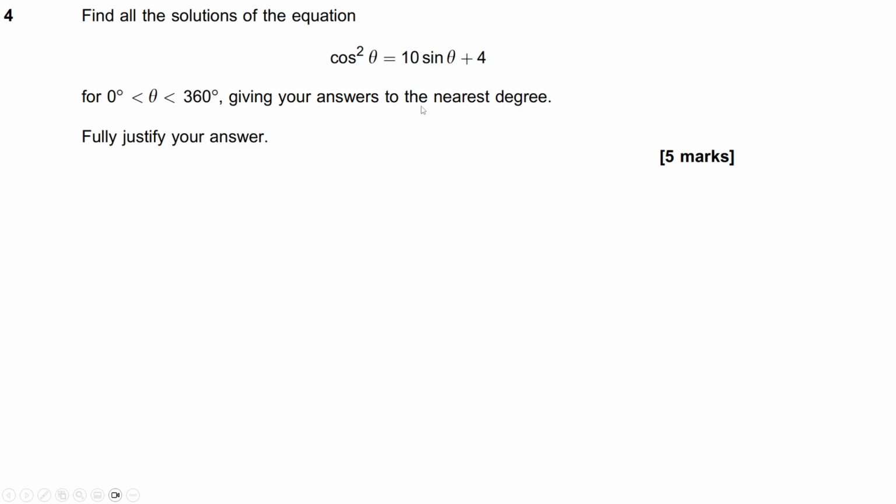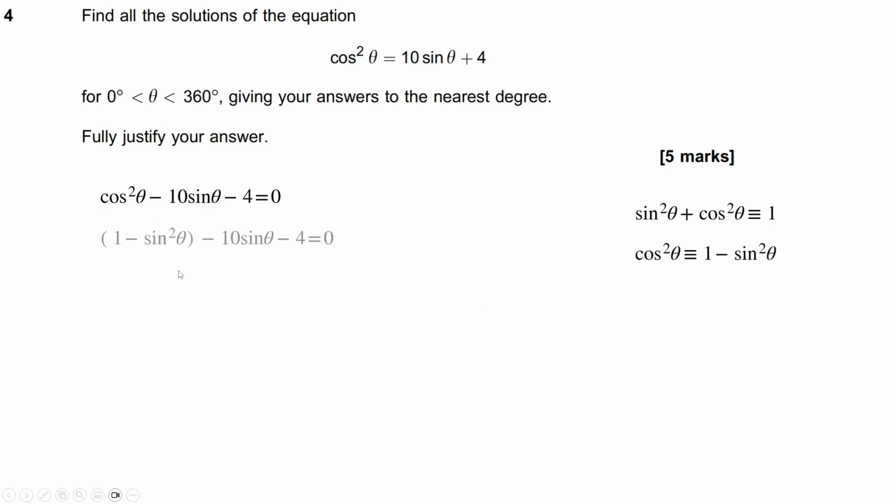Find the solutions of the equation this. Okay, so you've got cosine theta and you've got sine theta here. Just write it like this. You know it's going to be a quadratic. We're going to use this identity just so that it's all in terms of one trig function. So you've got cosine squared theta equals 1 minus sine squared theta. Put that into there. Just rearrange a little bit to get that.